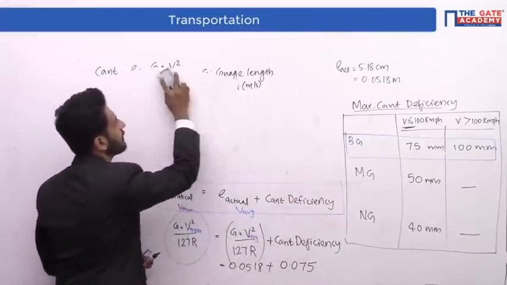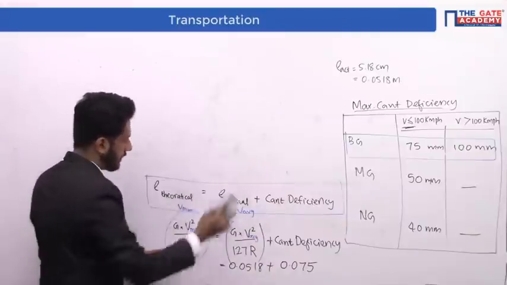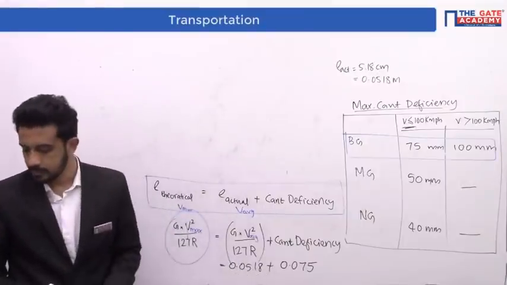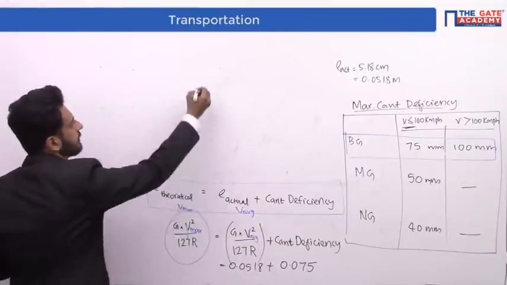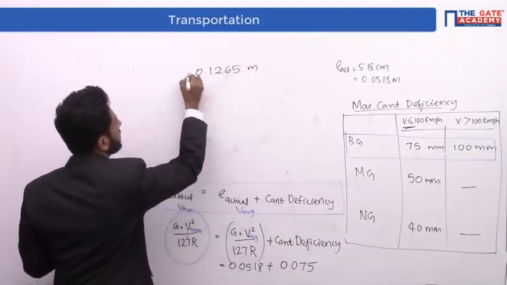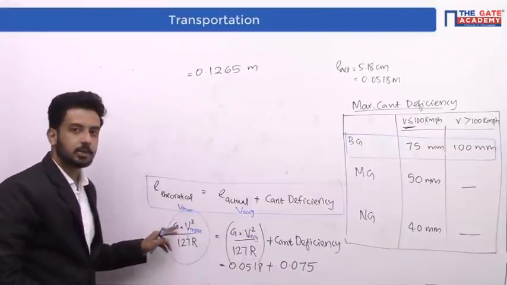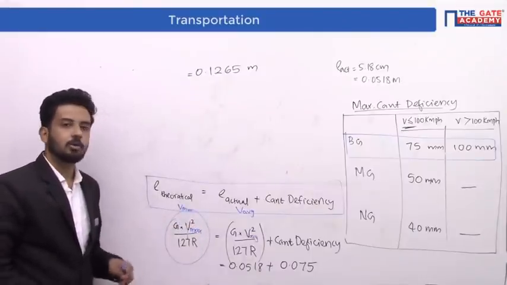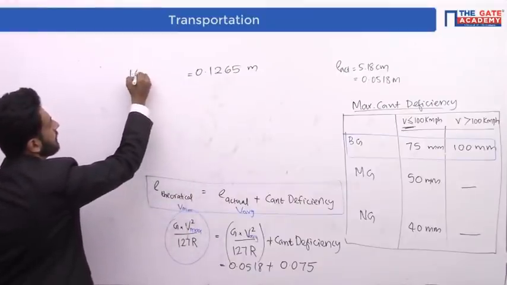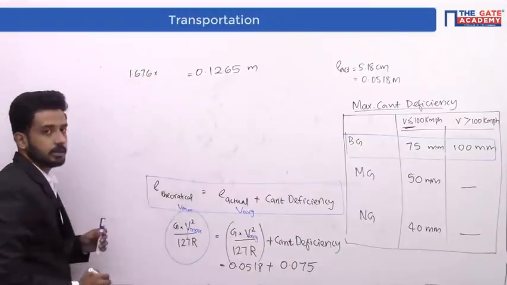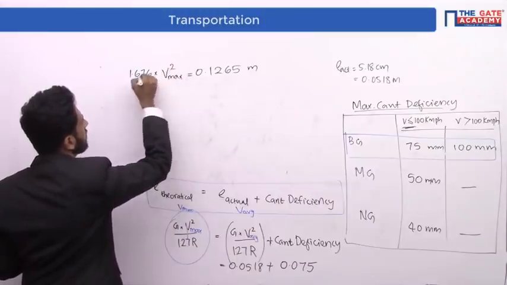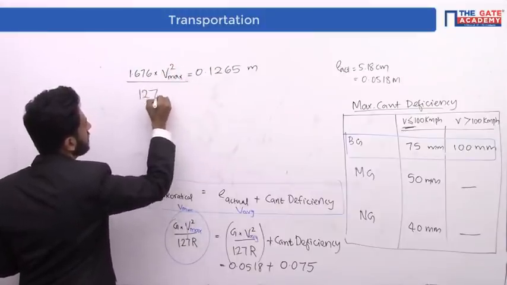Hope you have noted this equation. It is already here also. Fine. So if you are taking the sum, you will get 0.1265 meter. Okay. So that is equal to G into Vmax square divided by 127 R. So what is the value of G? 1.676 meter. Correct? Then Vmax square divided by 127.